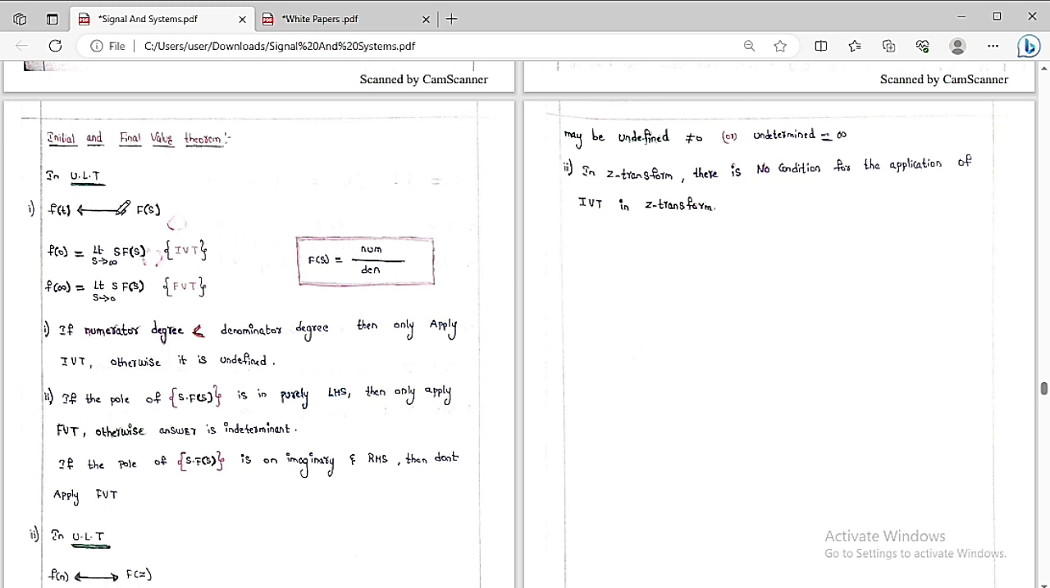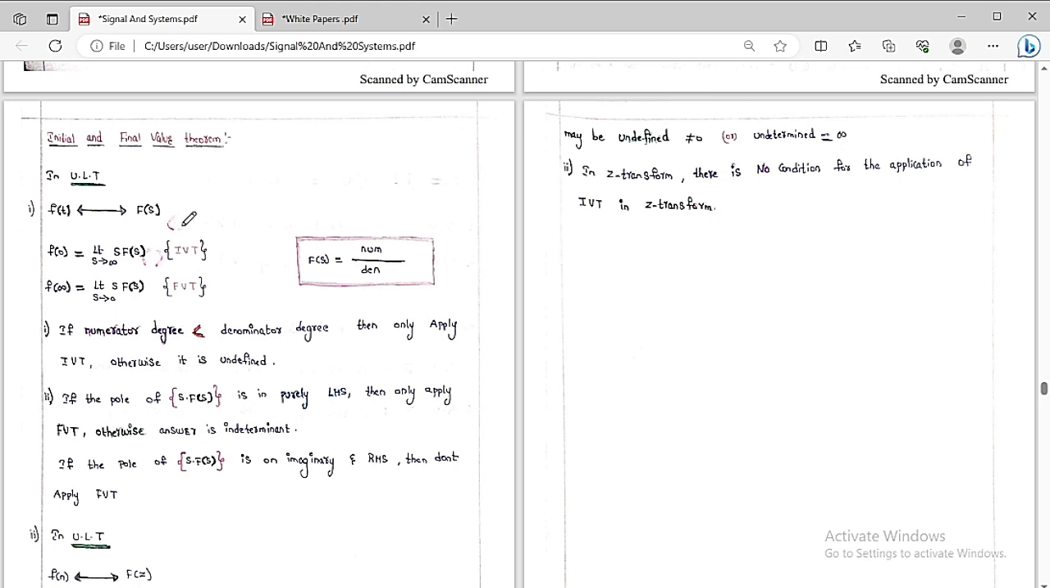Whenever you are going to apply the unilateral transform, I've already told you, the unilateral transform means we are doing the integration from t equal to 0 to infinity only. So we are going to apply the unilateral Laplace transform. For f of t, if you apply the unilateral Laplace transform, we are going to get F of s.